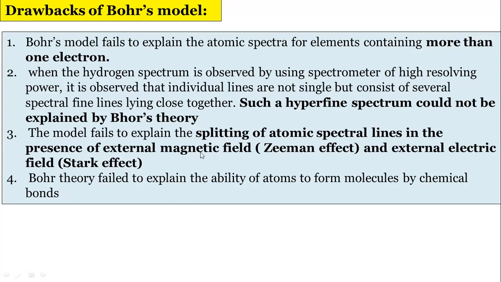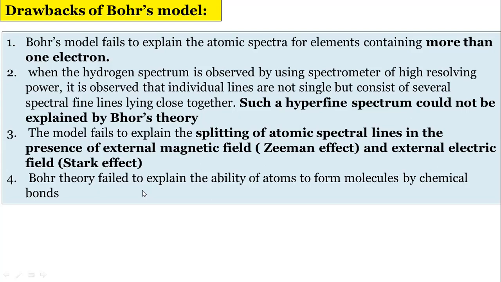So Zeeman studied the magnetic field. When the magnetic field is applied, there is a splitting of spectral lines, and when the electric field is applied, this experiment was done by the scientist Stark. So there is also splitting of spectral lines, but why this is happening is not explained by Bohr. And the last drawback is that Bohr's model, or Bohr's theory, failed to explain the ability of atoms to form molecules by chemical bonds. How molecules are formed by chemical bonds is also not explained by Bohr.